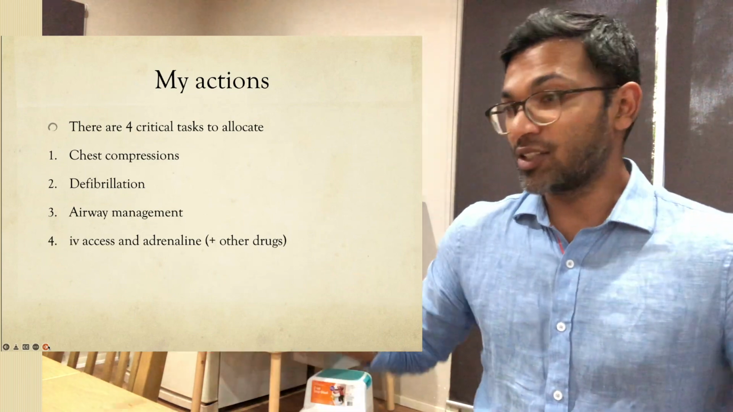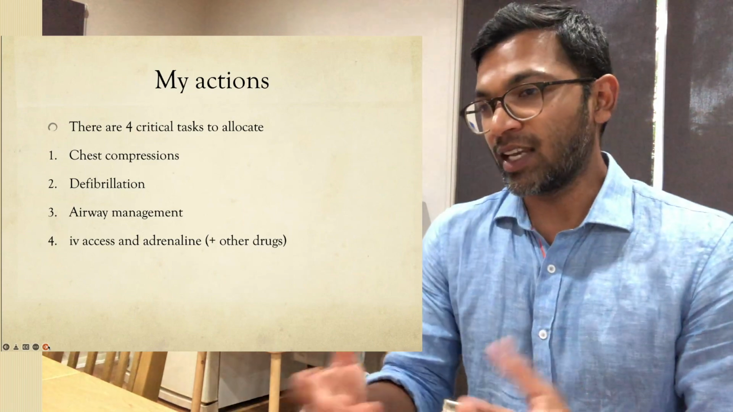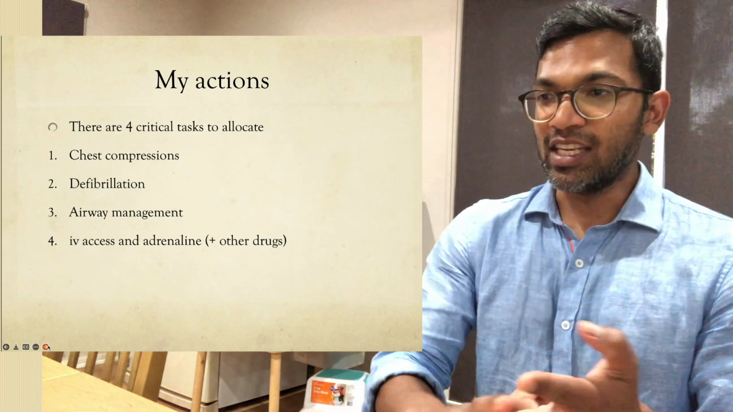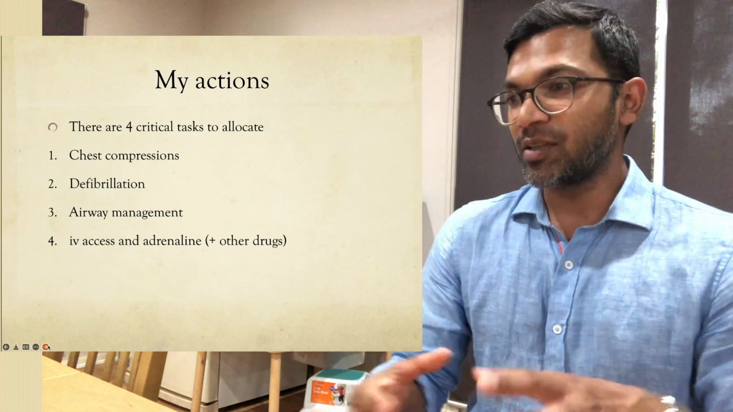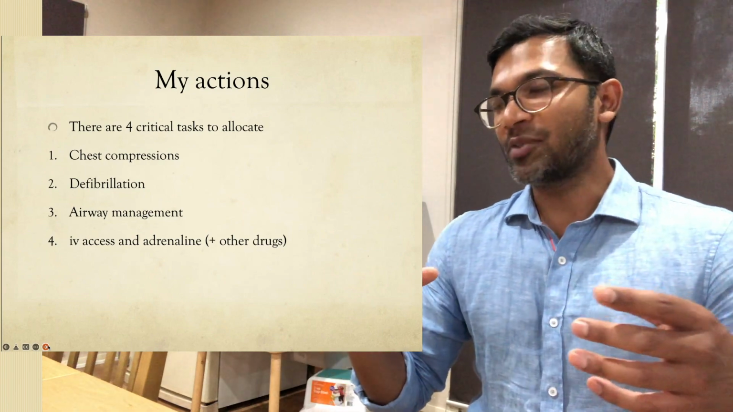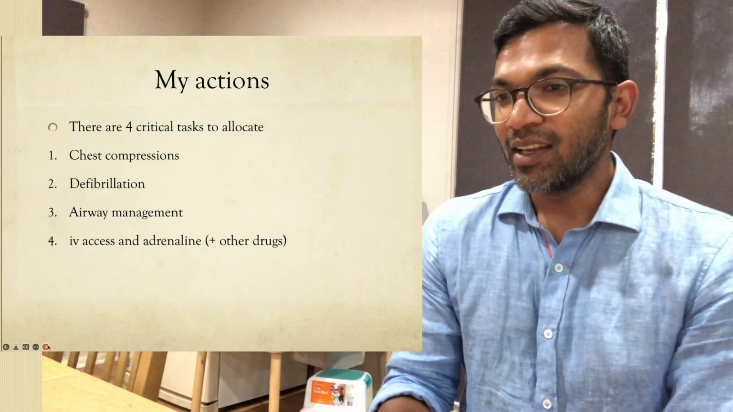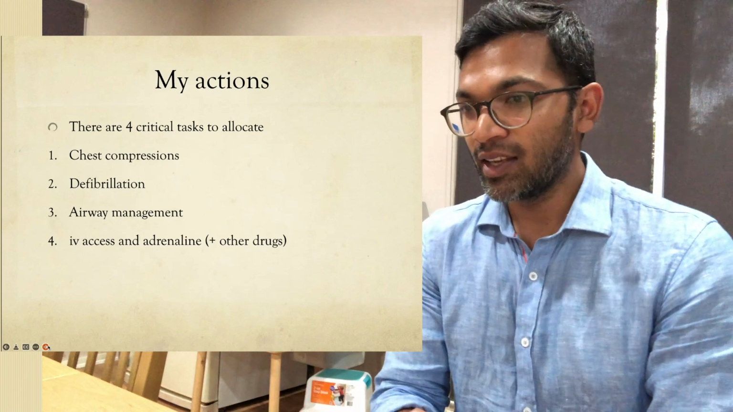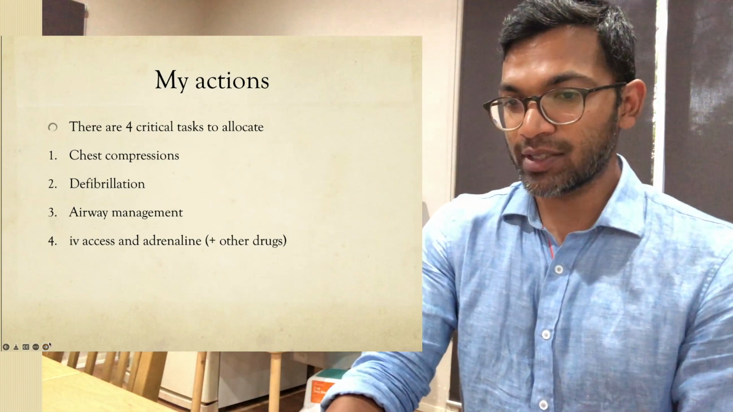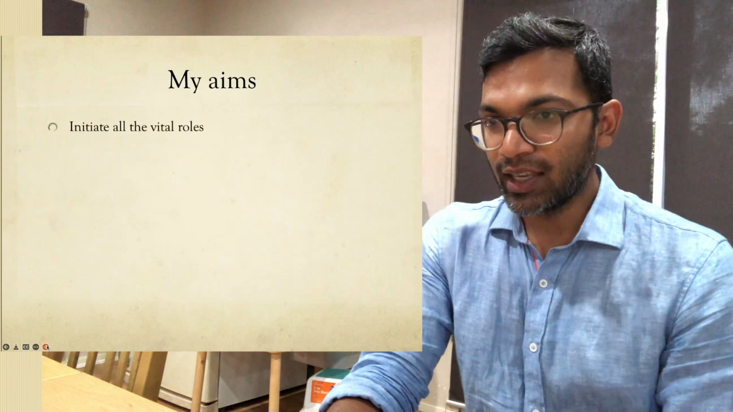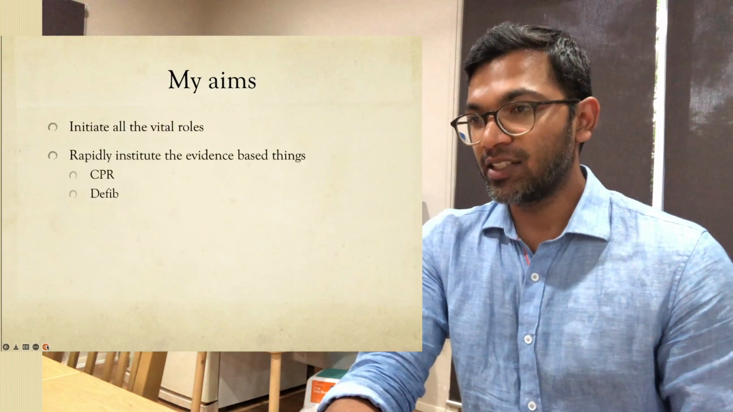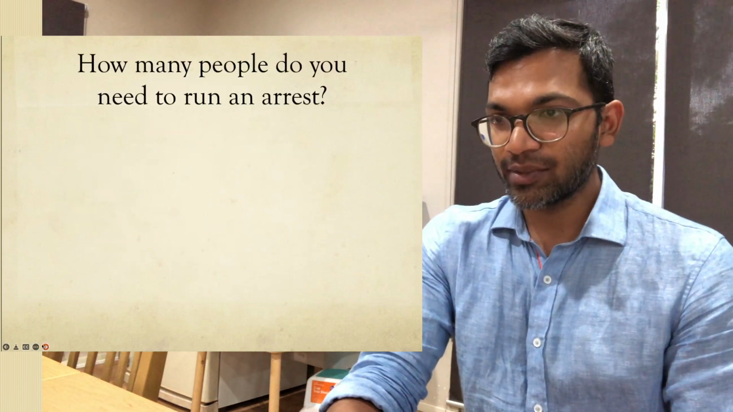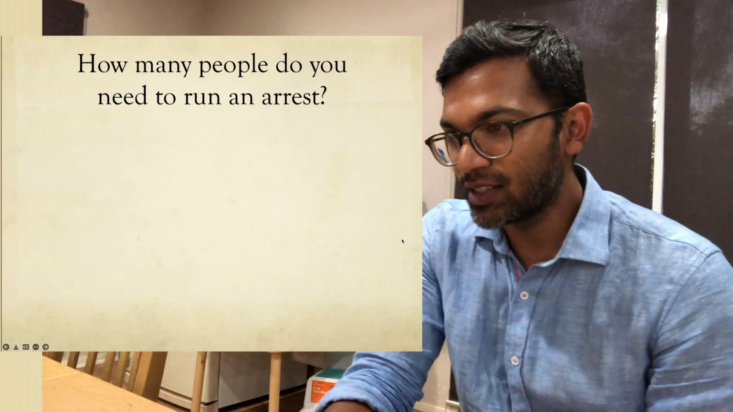So as soon as people arrive, if they're taking ownership of this, these are the 4 things that I'll dictate that people need to do straight away: chest compressions, defib, airway management, IV access and adrenaline. Just imagine in a situation, especially if you're being examined, it's really impressive for you to say, these are my 4 priorities once help arrives, and then move on and elaborate on each of these points. So my aims, again: I initiate the vital roles, I rapidly institute the evidence-based things, which are chest compressions and defib, and then I start the advanced medications. How many people do you need to run an arrest?